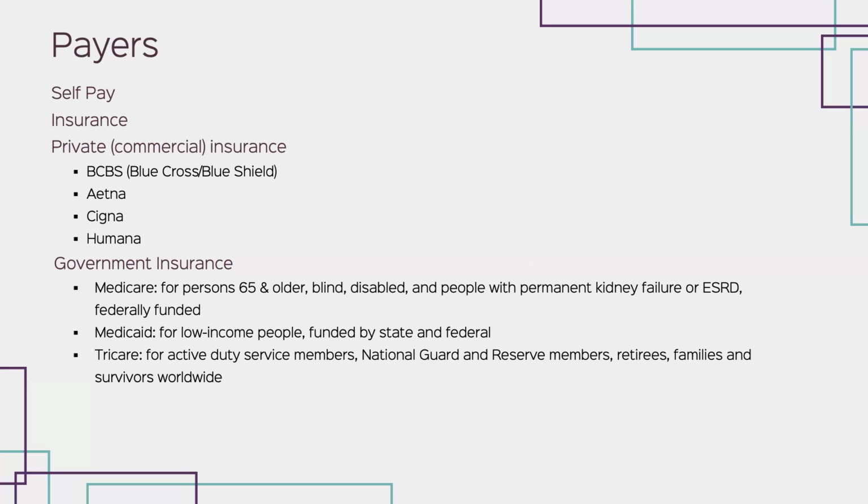Government insurers are going to include Medicare, Medicaid, and TRICARE. So Medicare is administered by the Centers for Medicare and Medicaid Services, or CMS. And then Medicaid is going to be a combination of federal and state resources. And then TRICARE will be for your armed forces personnel as well as their families.